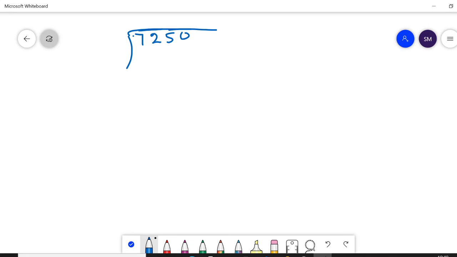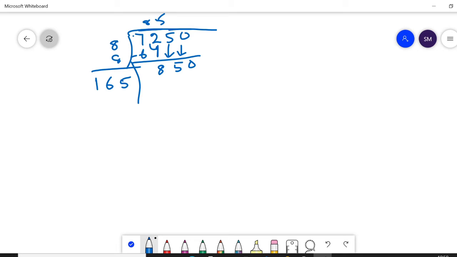At first, make pairs. Then think about 72. 8 eights are 64. Then this is 8. I have already told you, bring down the number as a pair. Then 8 is added here and you get 16. Think about 850. What number should be put here? 165 times 5 is 825. What is the remainder? The remainder is 25.